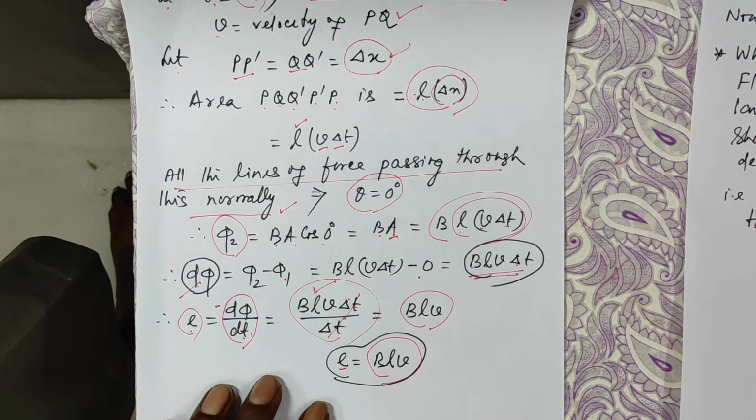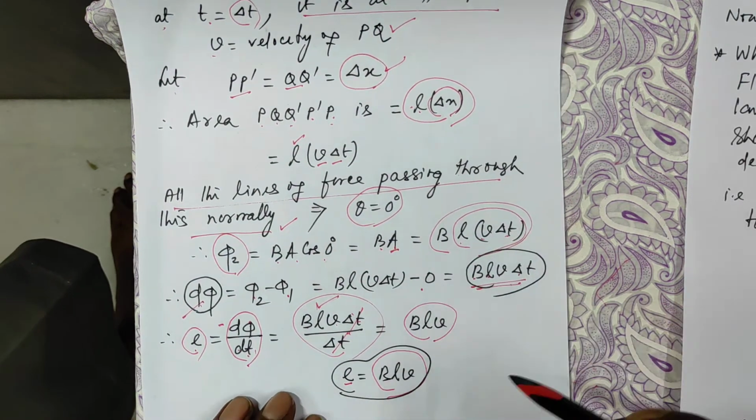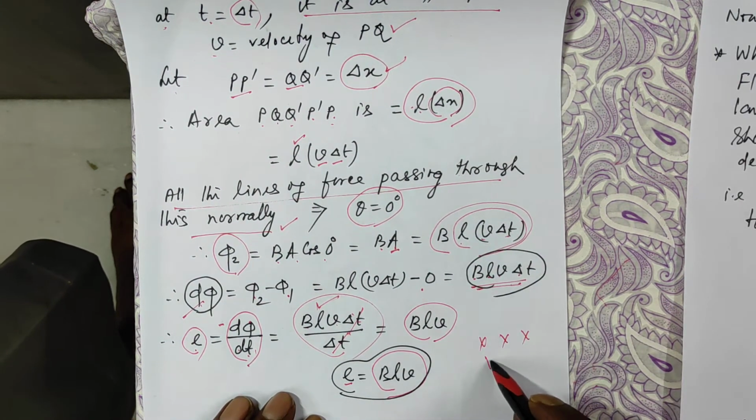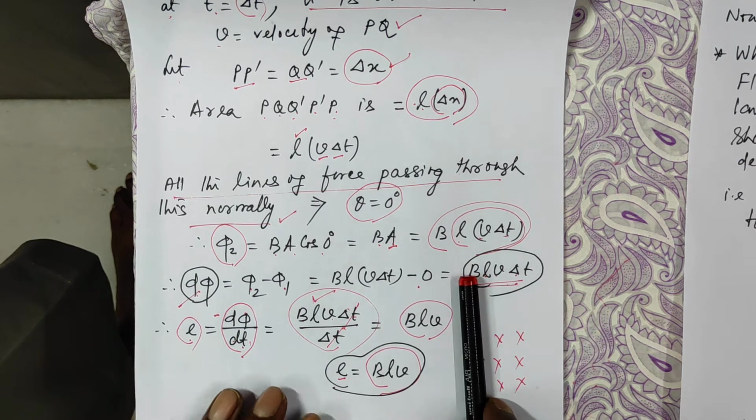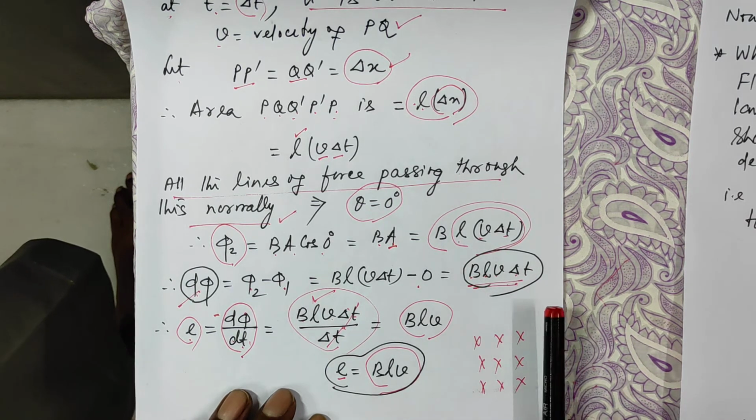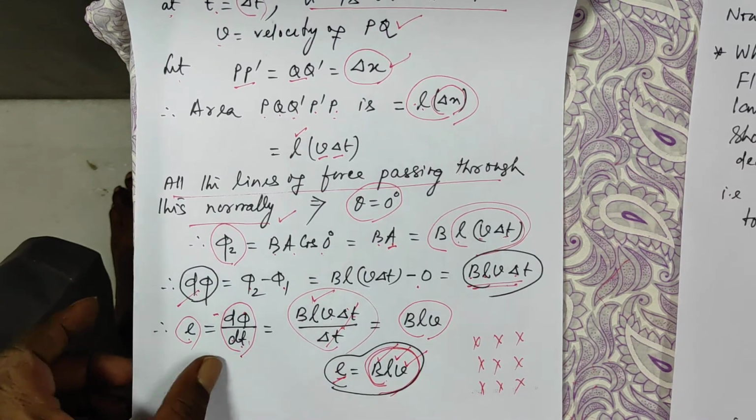So when the conductor moves, cutting the magnetic lines of force which are into the plane of the paper, if the conductor moves like this, cutting the lines of force perpendicularly, moving with a velocity v, the EMF developed is BLV. B is the magnetic field, L is the length of the conductor, V is its velocity.